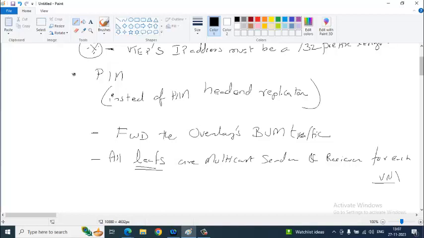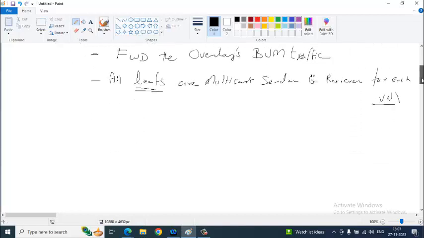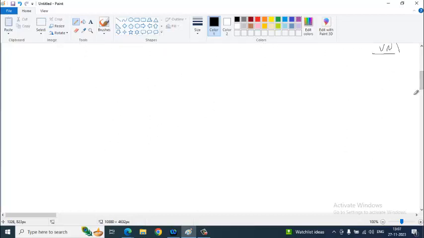So all are sender as well as receiver. So PIM is important. That's what I want to say. PIM is important. So if you have PIM, what mode will you choose? Will you use shared tree or source-based tree? Or in another word, will you use flooding and pruning method or sparse mode or dense? Which one will you use?